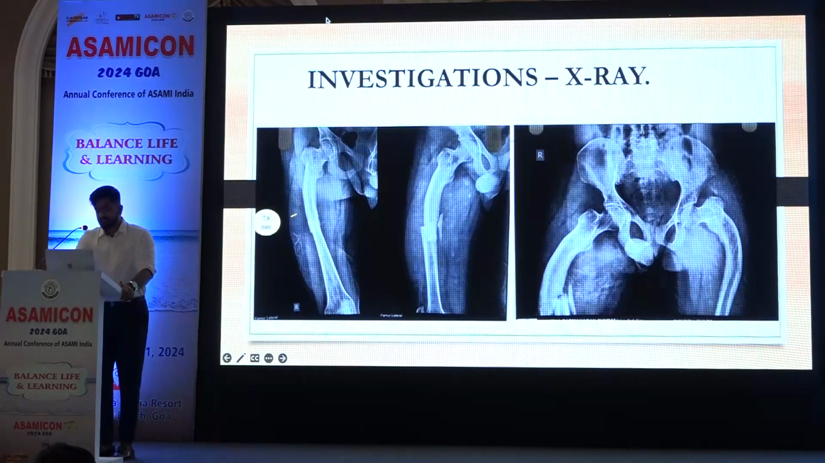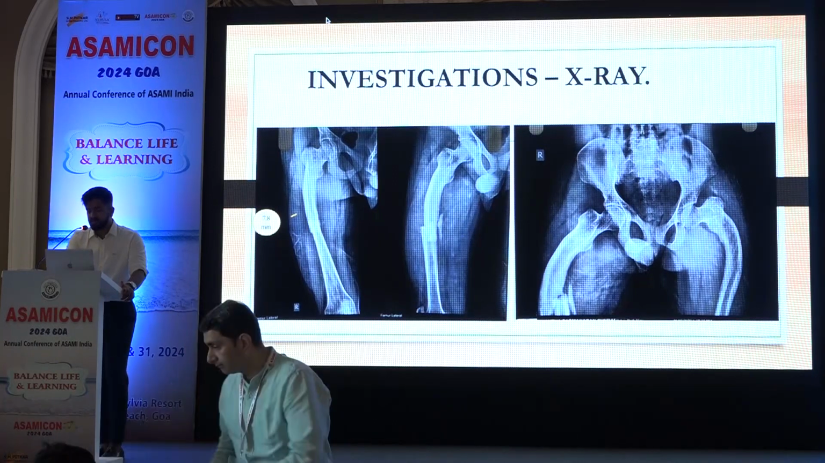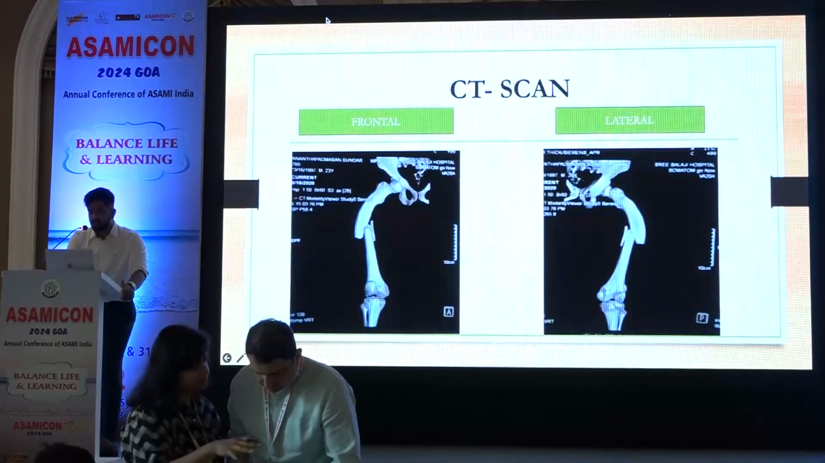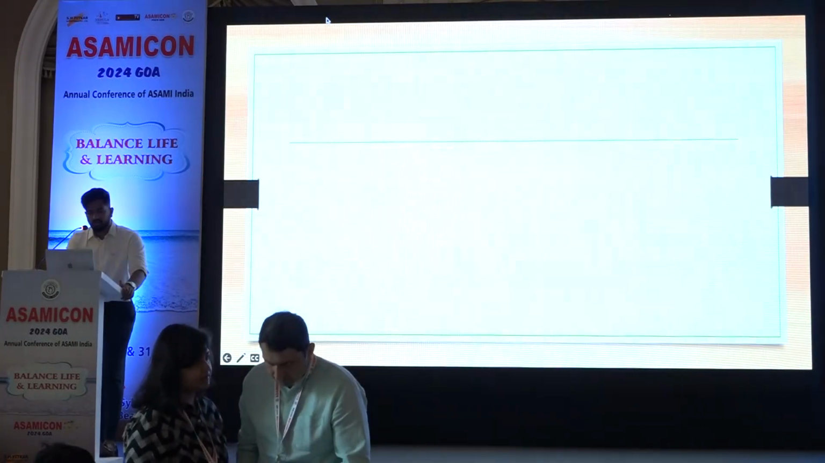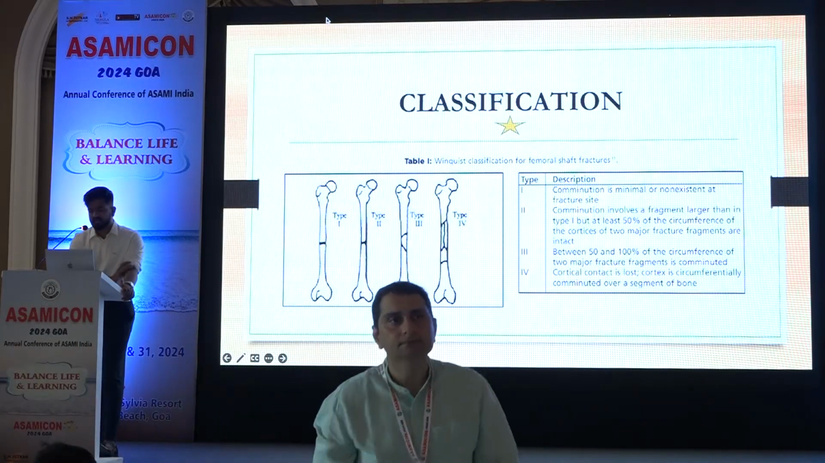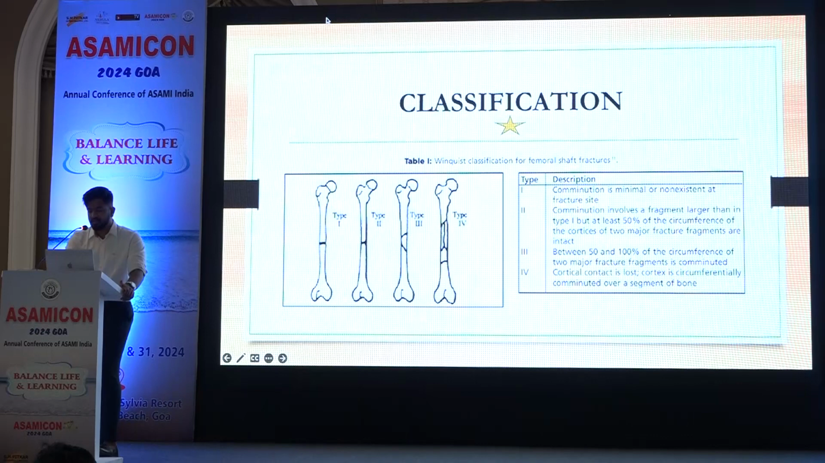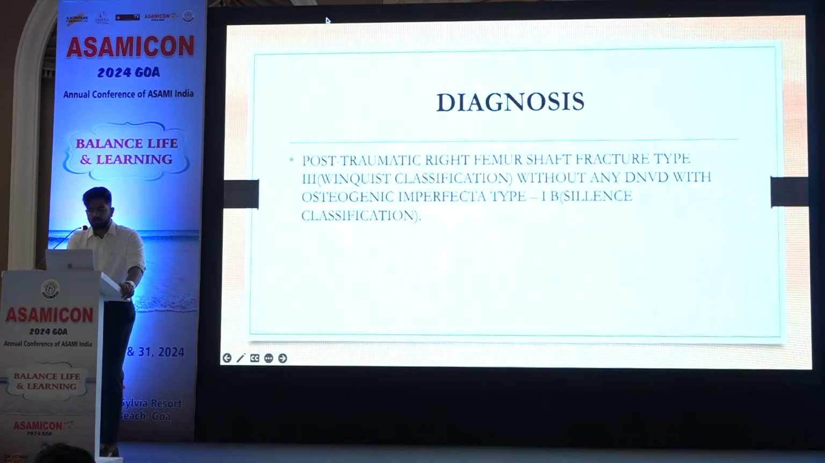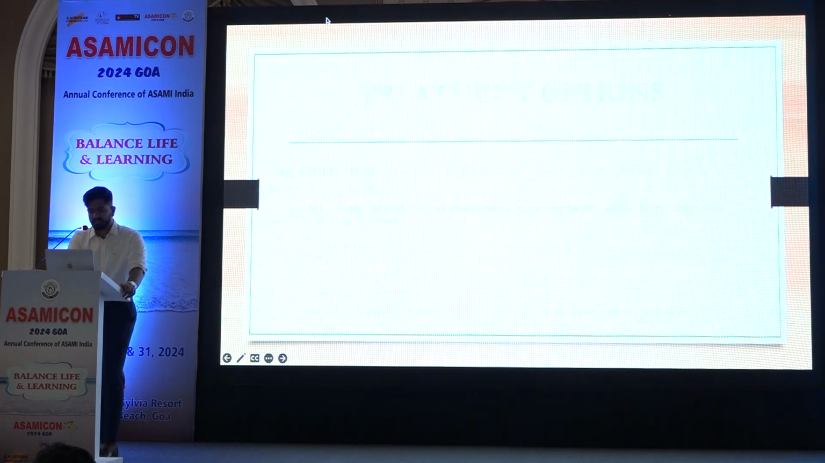The following investigations were taken, in which the transverse fracture of the femoral shaft along with overriding and comminution were seen. A CT scan was also taken for the right femur. Winquist classification was done for femoral shaft fractures, and this comes under type 3, where 50 to 100% of the circumference of the two major fragments is comminuted. The serum alkaline phosphatase was elevated. We diagnosed it to be a femoral shaft fracture of type 3 Winquist classification with type 1B Sillence classification.